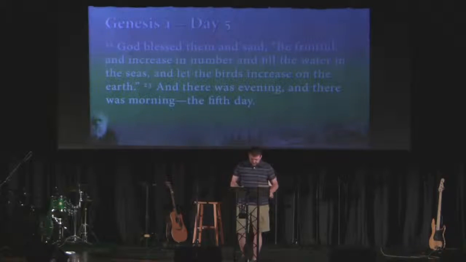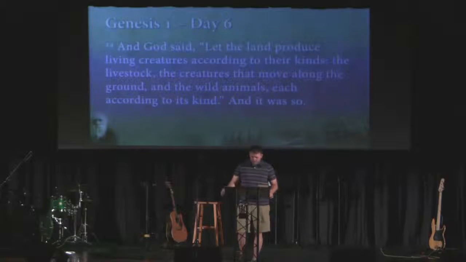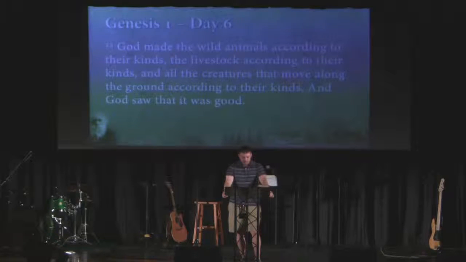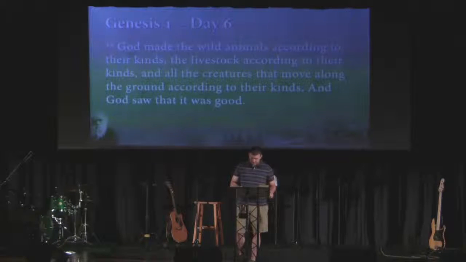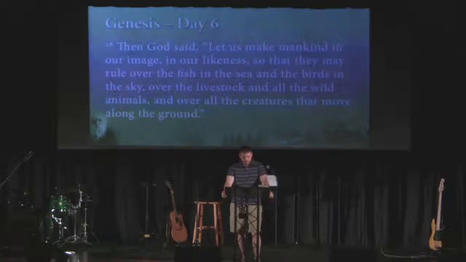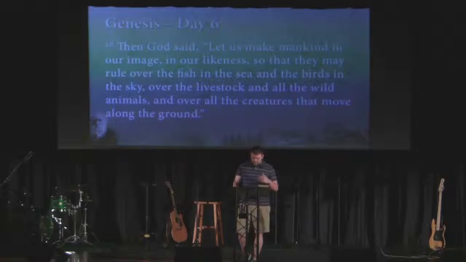And God said, let the land produce living creatures according to their kinds, the livestock, the creatures that move along the ground, the wild animals, each according to its kind. And it was so. God made the wild animals according to their kinds, the livestock according to their kinds, and all the creatures that move along the ground according to their kinds. And God saw that it was good. Then God said, let us make mankind in our image and our likeness, so that they may rule over the fish in the sea and the birds in the air, over the livestock and all the wild animals, and over all the creatures that move along the ground."